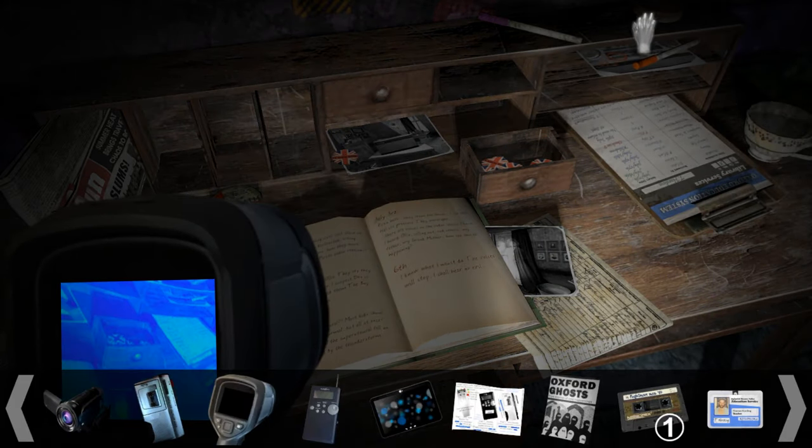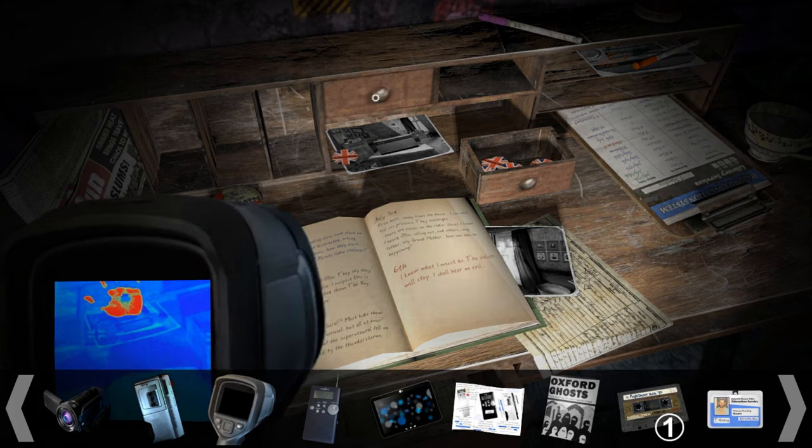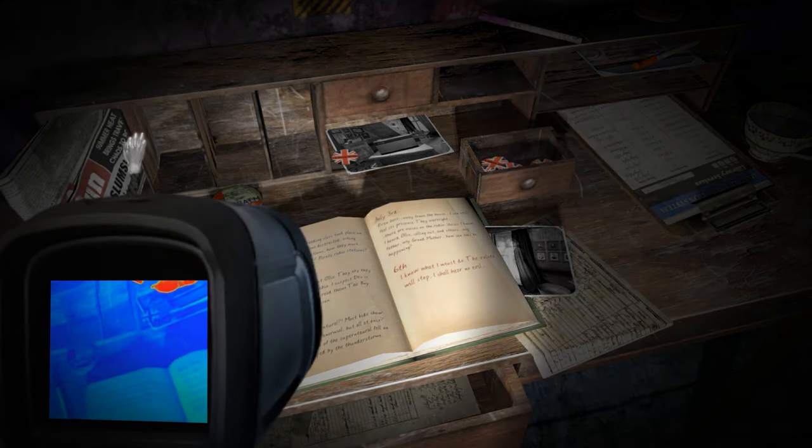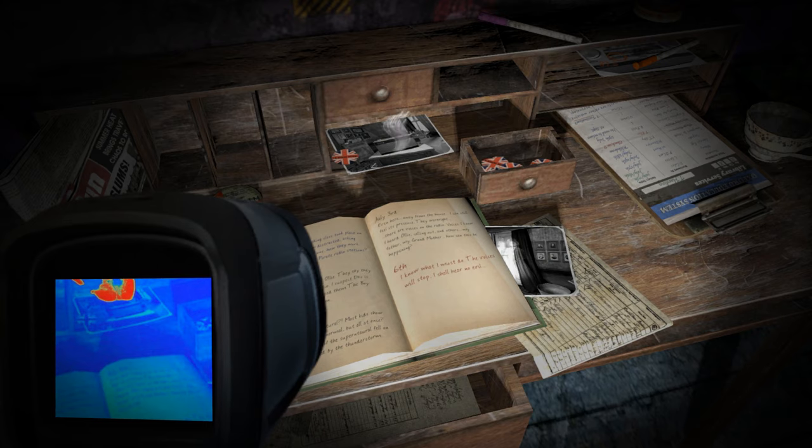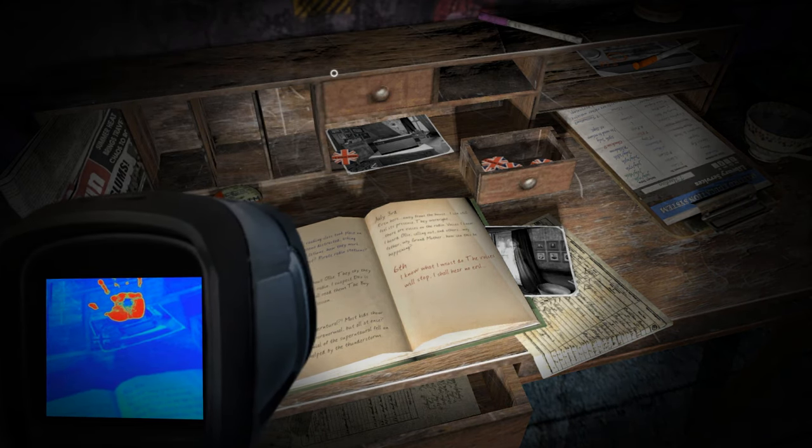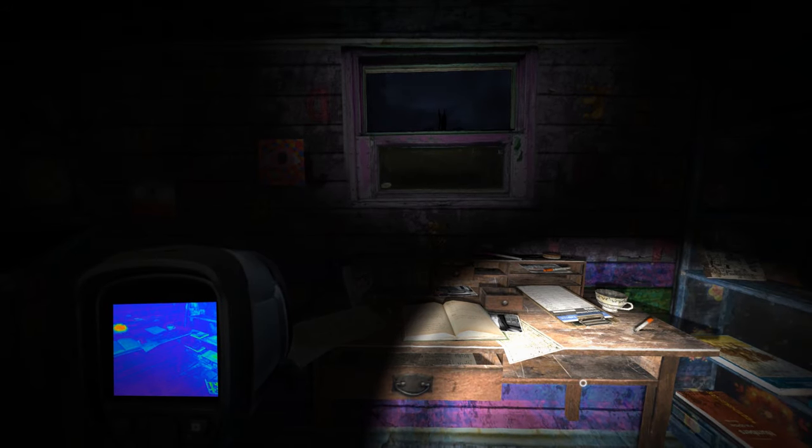Just want to make sure I haven't missed anything on the thermal cam now. I can't click on this handprint. I don't think you click on any handprints at this point. I think they're just kind of to help you know where stuff is if you see them. Something important is there.